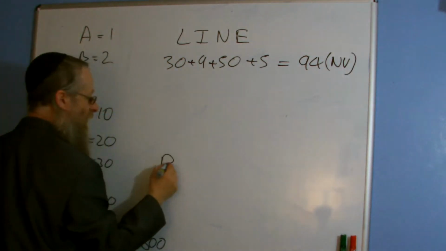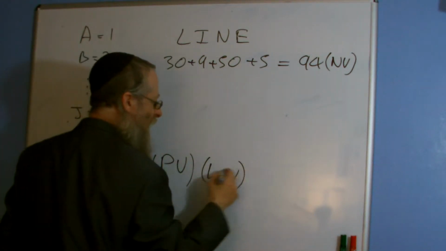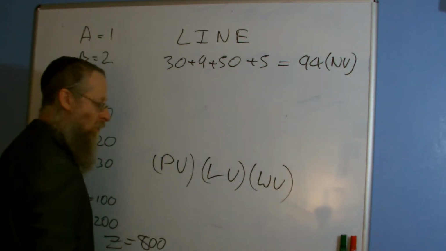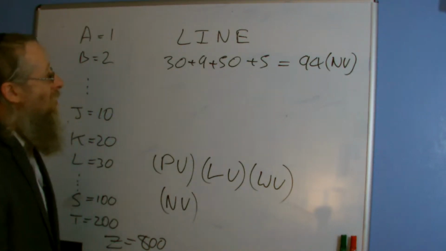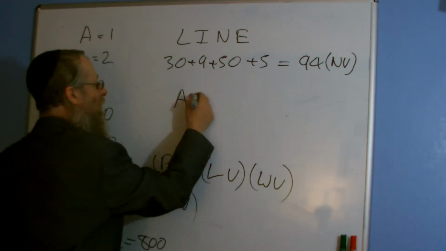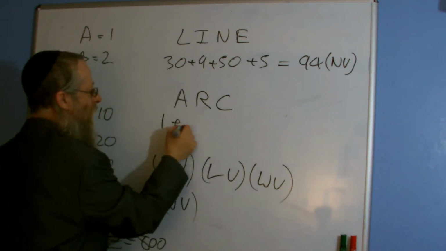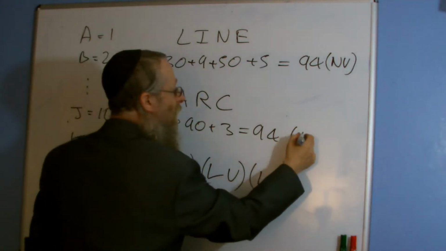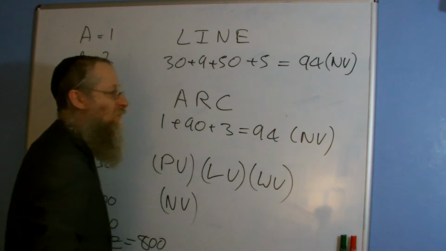So now we've had the PV values, the placement values. We've had the LV values, the large values. We've added those two together, and we've had the whole values. And now we've got the NV values, the normal values. So, does a line go around anything? Well, let's take the word arc. Arc is a curve. A is 1, R is 90, and C is 3, is 94. So, line and arc have the same normal value of 94.